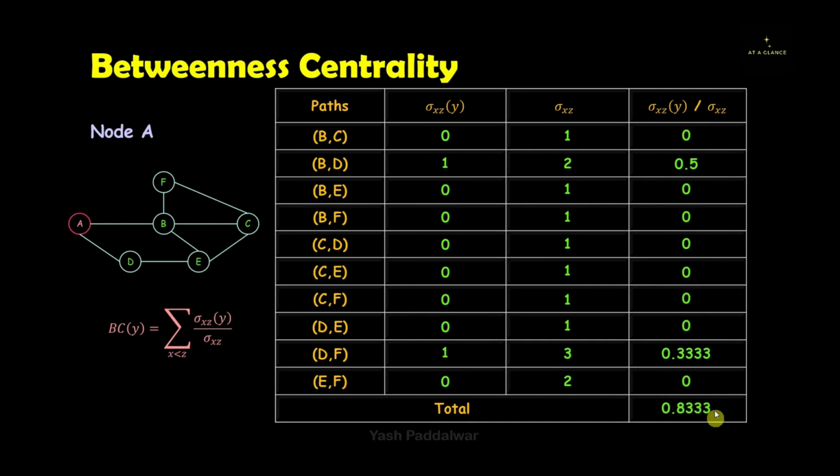Now after calculating the betweenness centralities of all the paths, we'll have to add all these centrality measures. After that we get 0.8333 as the answer. So you can say that the betweenness centrality of the node A is 0.83333. So this is how we calculate the betweenness centrality of each node. Similarly, now we'll have to calculate the betweenness centralities of every single node present inside the network.